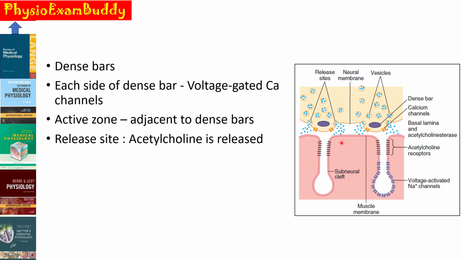This is a slightly expanded view of the neuromuscular junction; this is the neural end feet and this is the muscle part. At the axonal terminal buttons, there is a blue colored structure known as the dense bars, and on each side of the dense bars you can see voltage gated calcium channels. The zone adjacent to the dense bars is known as the active zone, and through this release site acetylcholine will be released from these vesicles into the gap between the nerve and the muscle.